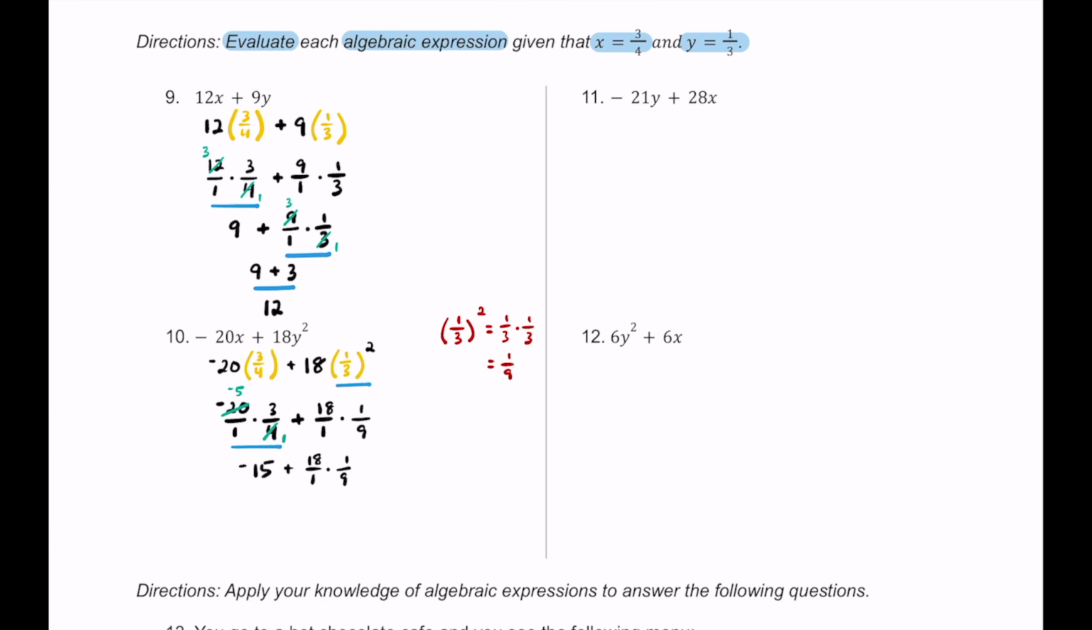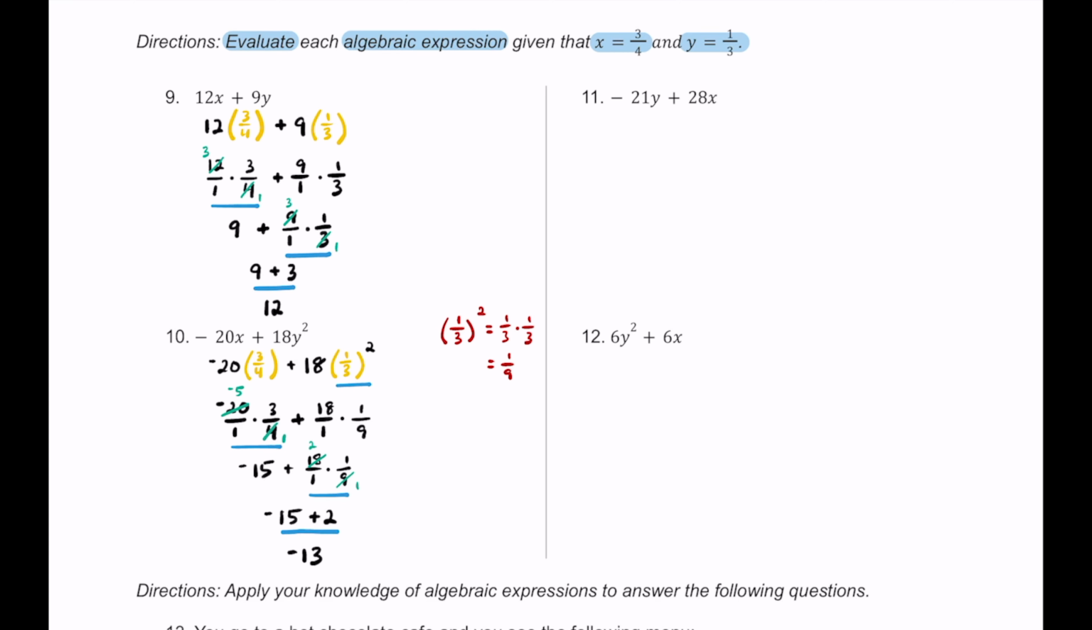Okay, now it looks like we can cross cancel for this multiplication problem to the right here, right? So it looks like this 9 and 18 can both divide by 9. So 9 divided by 9 is 1. 18 divided by 9 is going to equal 2. So 2 times 1 on top is 2. 1 times 1 on bottom is 1. So we have 2 over 1, which is just equal to 2. So we're going to have negative 15 plus 2. And now we just have integers, which is kind of nice because we don't have to deal with fractions anymore. Negative 15 plus 2 is equal to negative 13. That would be the value of this expression if x was equal to 3/4 and y was equal to 1/3.